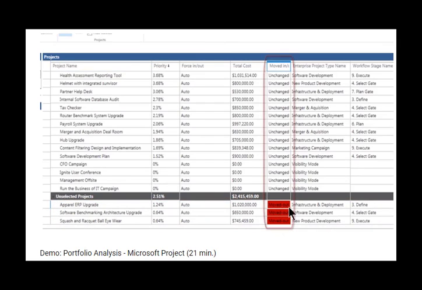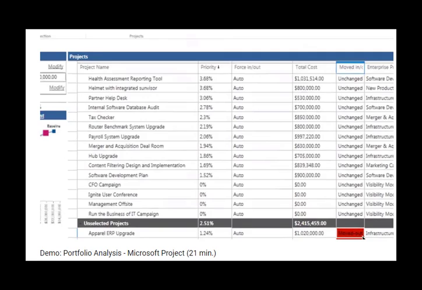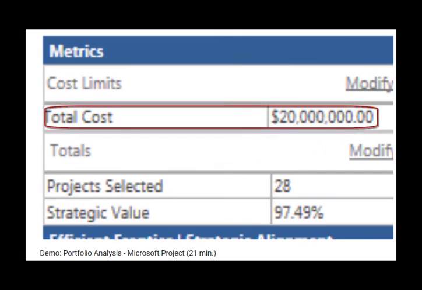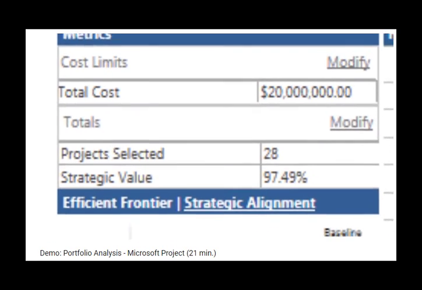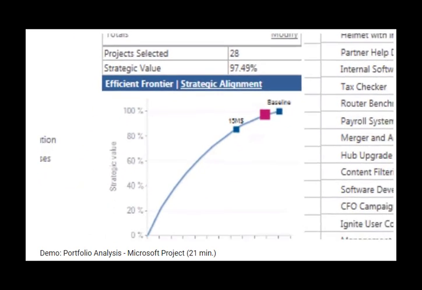We also see that cells in the moved in out column for those projects have been highlighted in a red background. The strategic value attained with 20 million will be 97.49 instead of the 100% we had before. There's a couple of things that we can note here.